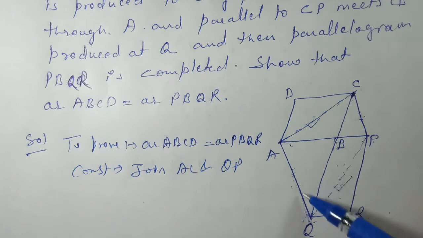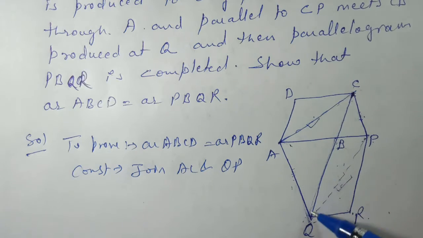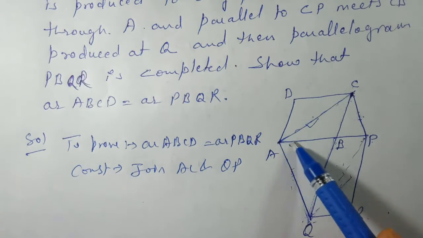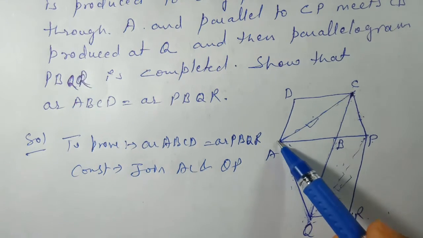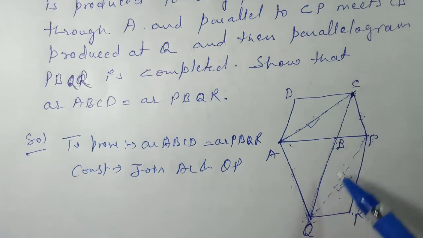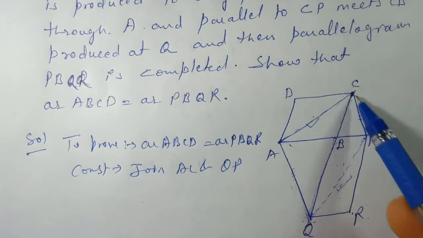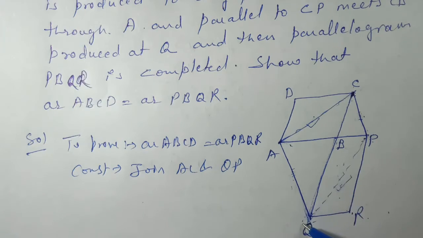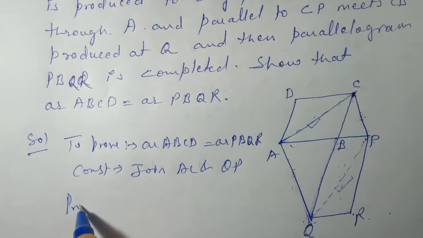If we take AQ as a base, then we are observing the triangle AQC and another triangle APQ. Both the triangles are on the same base AQ and between the same parallel lines AQ and CP. So we can say the areas of these two triangles are equal. So let us start the proof.